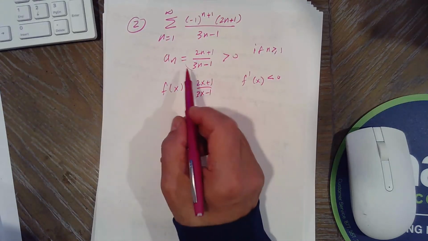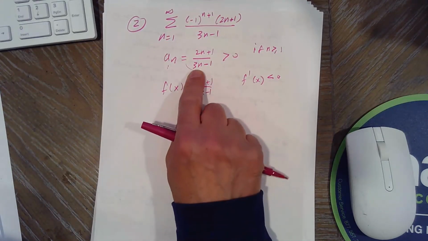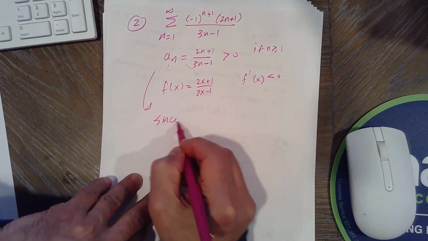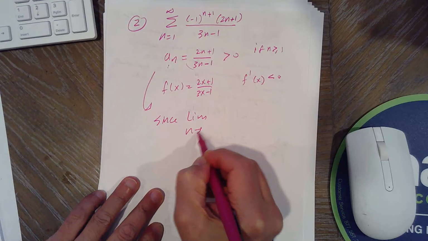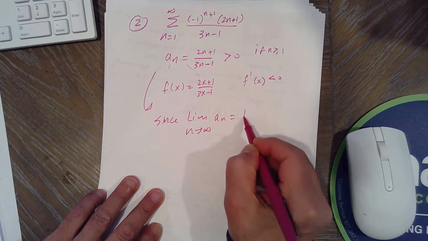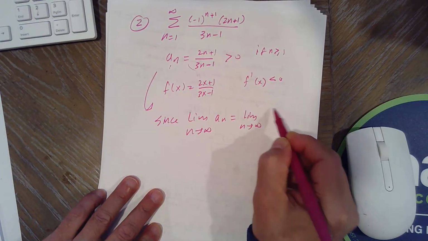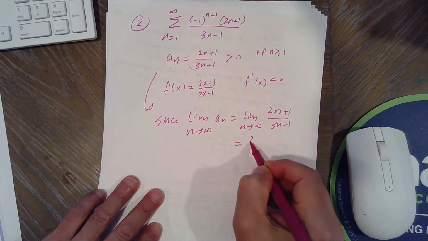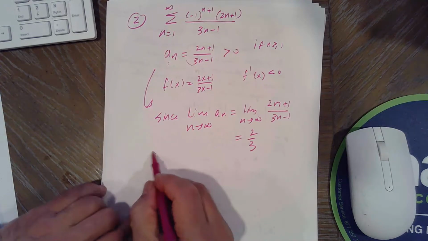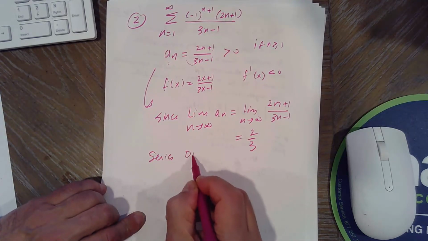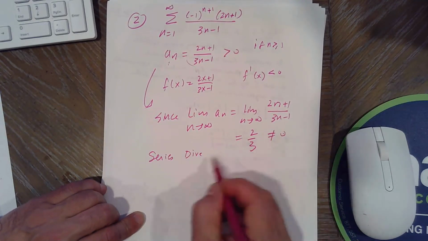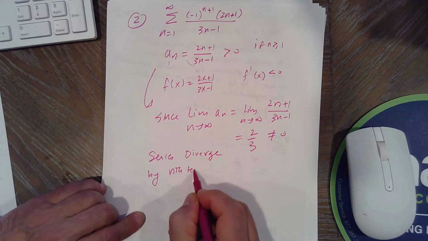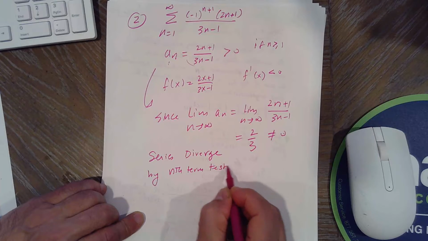Not only that, we have to show that the limit of an is 0, but we know it's not 0. The limit as n goes to infinity of an is the limit as n goes to infinity of 2n plus 1 over n minus 1, which is 2/3. As long as it's not 0, we say the series diverges by the nth term test for divergence.